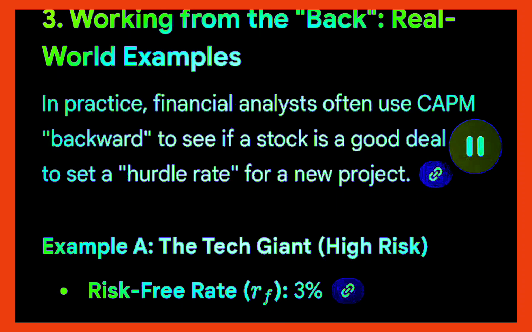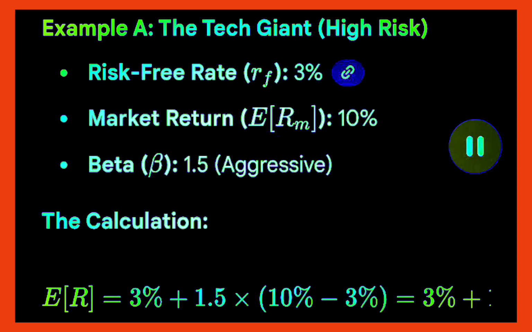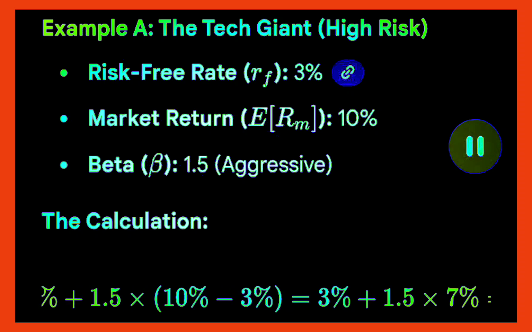3. Working from the back, real-world examples. In practice, financial analysts often use CAPM backward to see if a stock is a good deal or to set a hurdle rate for a new project. Example A. The tech giant, high risk. Risk-free rate, R_F, 3%. Market return, R_M, 10%. Beta, 1.5, aggressive. The calculation.